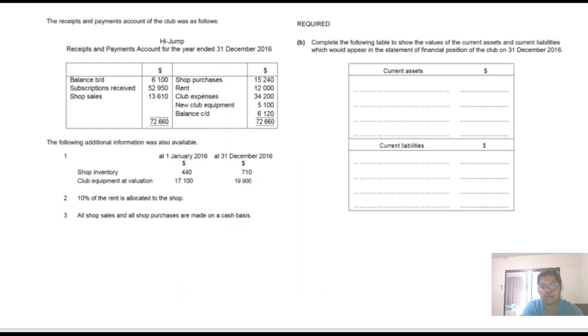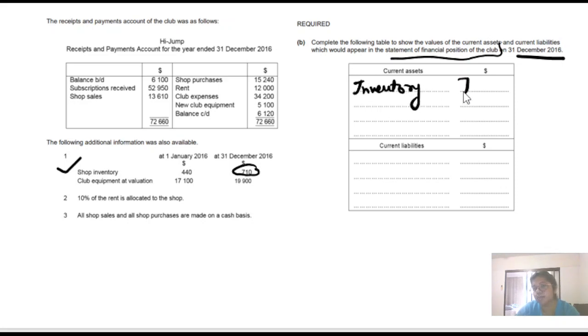So part A is clear. Now in part B, they ask you to identify the current assets and current liabilities which you are going to show in the statement of financial position on the date of 31st December 2016. If you are going to prepare the financial position, you have to take the closing value only. So for shop inventory, the closing value is 710. You can write inventory here, 710.